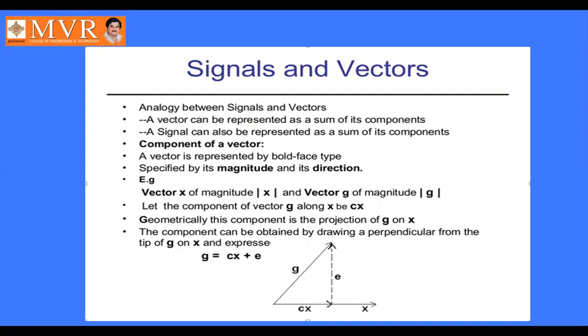What is meant by vector? It has magnitude and direction. A signal, in contrast, has only direction. Okay. So that is the analogy between signals and vectors.